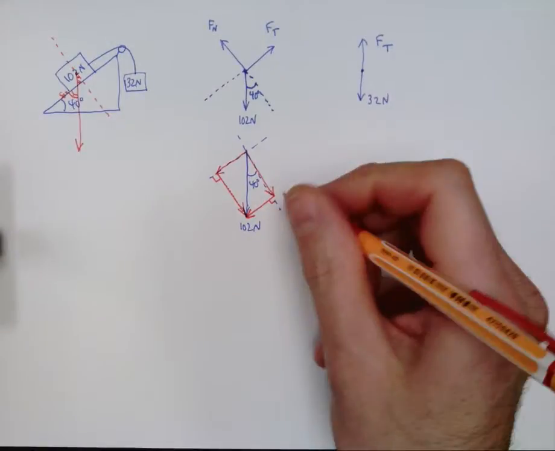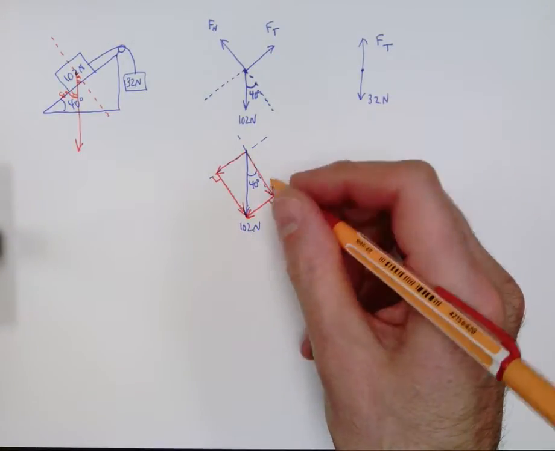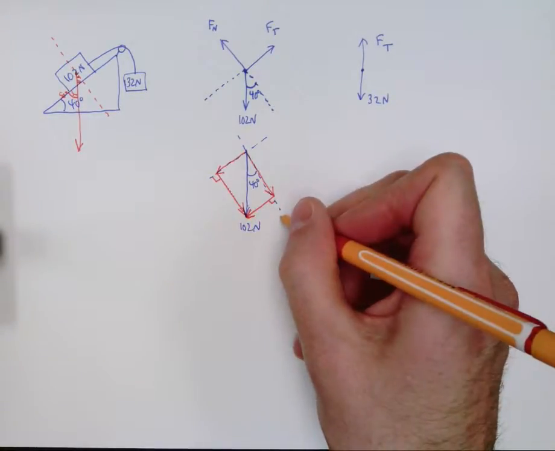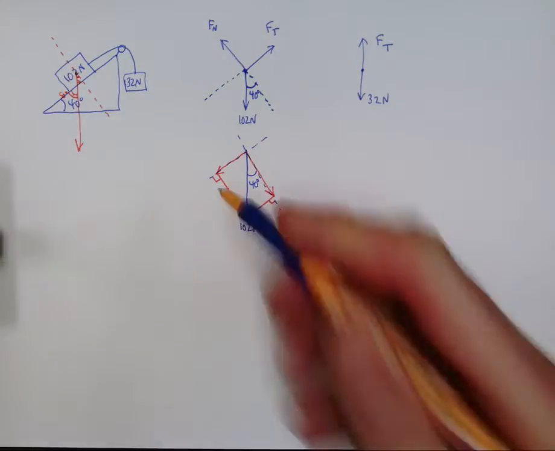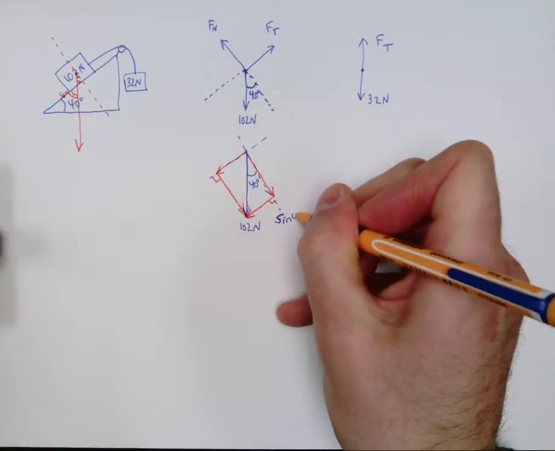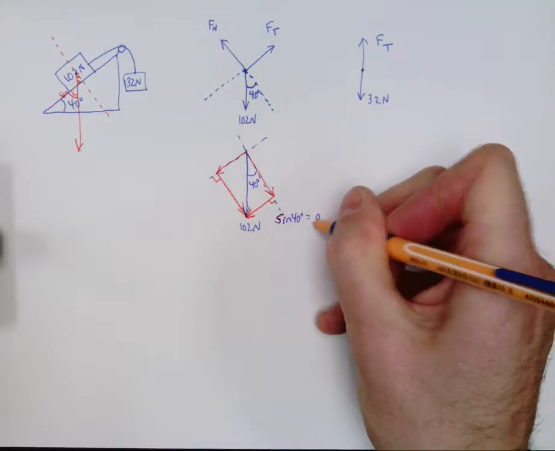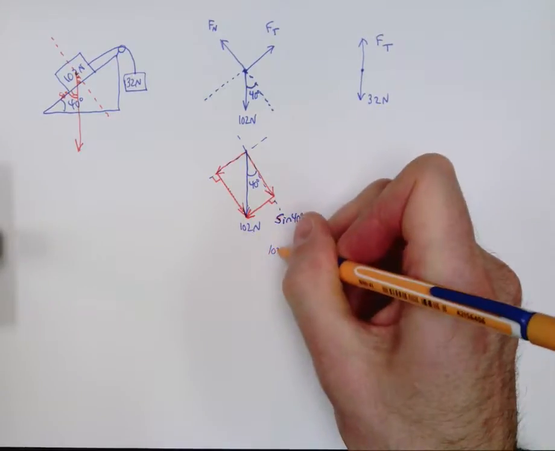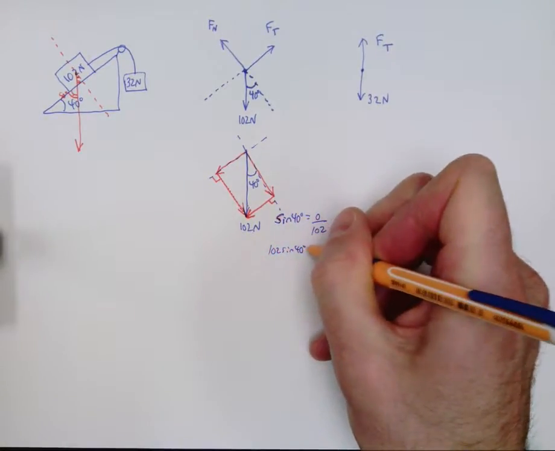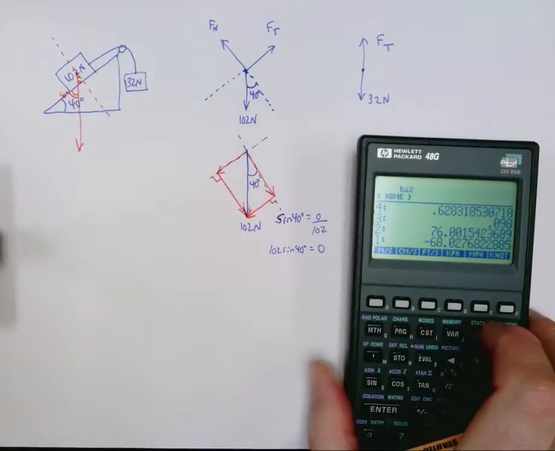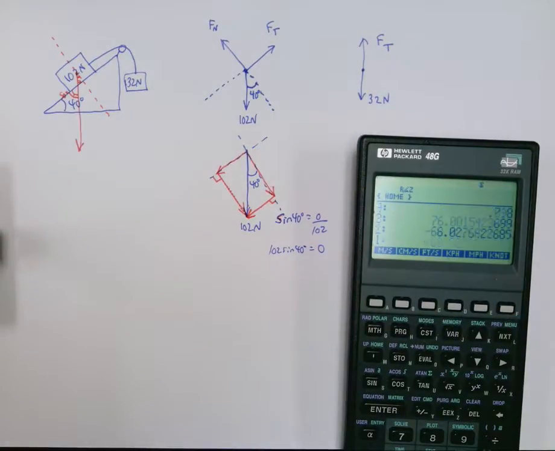So now, actually calculating the x component here, since it's opposite the 40-degree angle, I'm going to use sine. So I have the sine of 40 equal to opposite over 102. So 102 sine 40 equals opposite. Do that on my calculator.